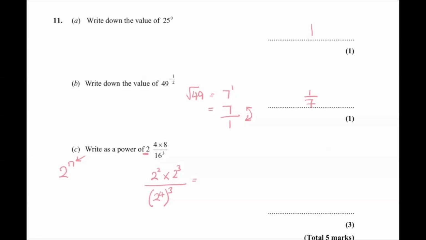When you multiply, you add the powers. So you've got 2 to the 5. And when you've got a power to a power, you multiply the powers. So that's going to give us 2 to the 12. We've now got the division in the fraction. When you divide powers, you take them away. So 5 take away 12 is -7, and that would be our final answer, 2 to the power of -7. Quite a tricky one, that one.